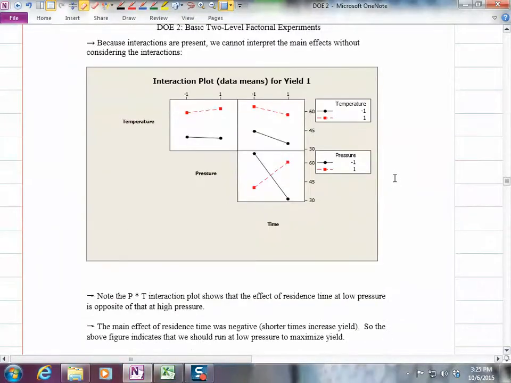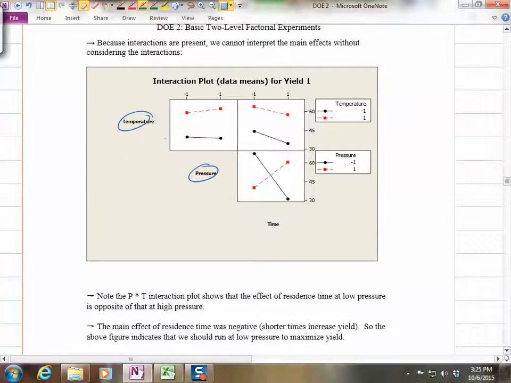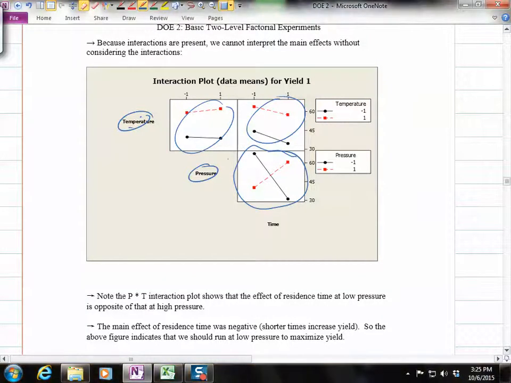And then Minitab also gives you all the interaction plots. So remember, interaction plots are showing us where we have interactions. These lines are fairly parallel, meaning no interaction between temperature and pressure, or temperature and time. But for pressure and residence time, those two slopes are nowhere near parallel. That was the significant interaction that we found.